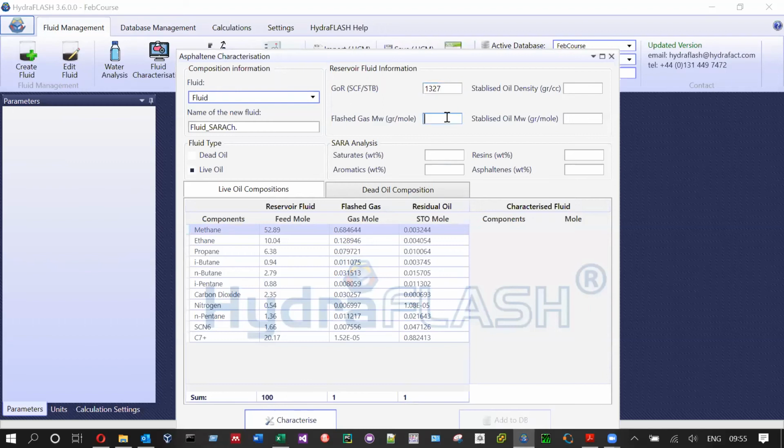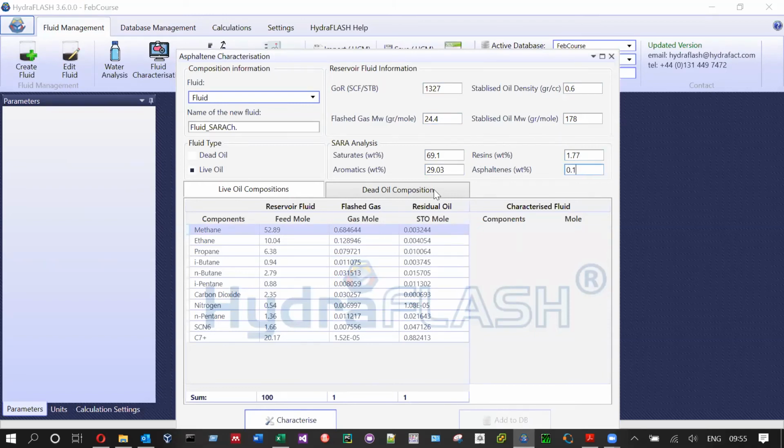1327. Flash gas molecular weight is 24.4. Stabilized oil density is 0.6, and stabilized oil molecular weight is 178. The SARA analysis: saturates is 69.1, and aromatics 29.03. Resins is 0.77. Asphaltene is 0.1.